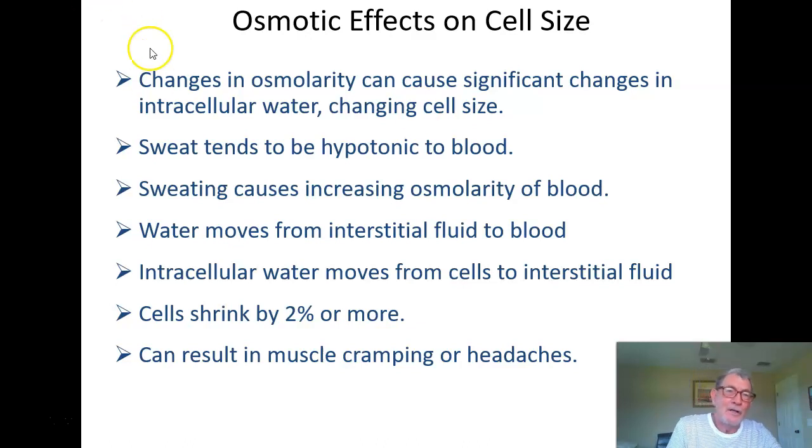Sweat. If you sweat, you lose some electrolytes, but you lose mostly water. So if you sweat too much, the blood gets too thick, and it starts pulling water out of the cells. The cells shrink, and they start to malfunction. You get muscle cramps, you get headaches.